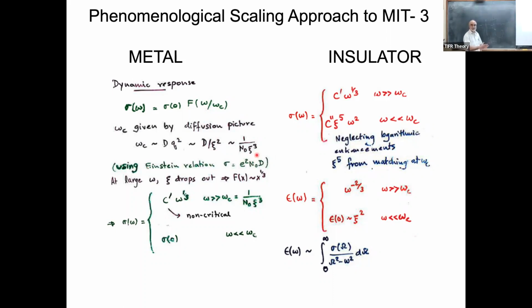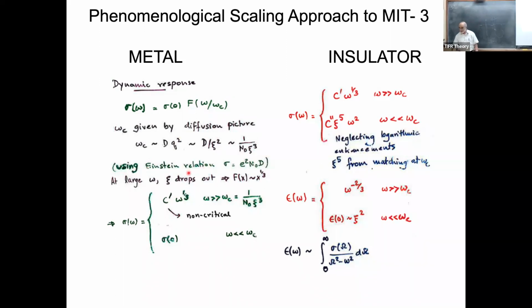Because sigma is e squared n naught times d, you can rewrite that. So basically it scales as 1 over the localization length cubed. Now the localization length goes as a power nu, so that means this omega c goes as n minus nc to the third power, 3, sorry.